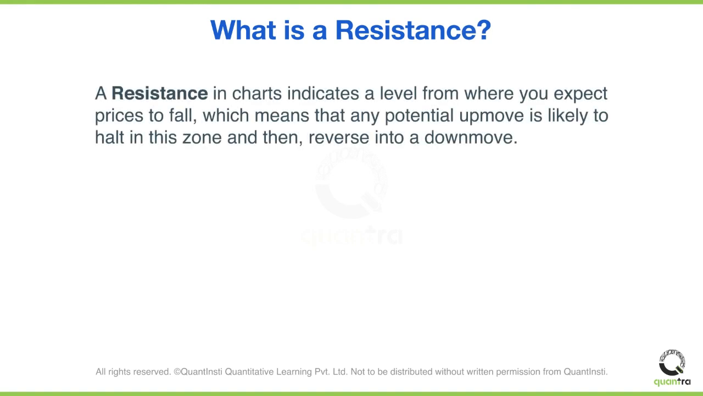A resistance in price charts indicates a level from which you can expect prices to fall. This means that any potential up move is most likely to halt in this zone and then reverse into a down move. So this is the exact opposite scenario of that of a support level.